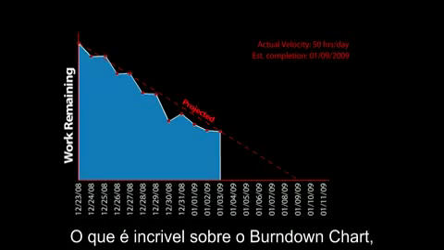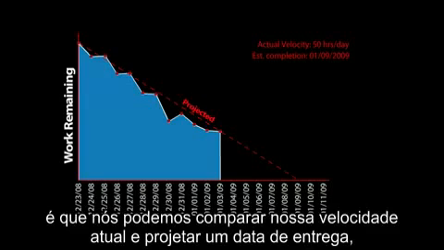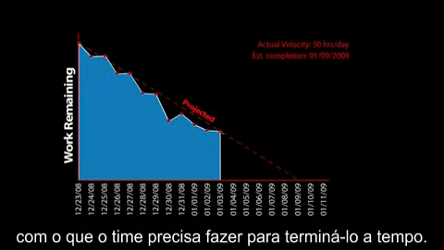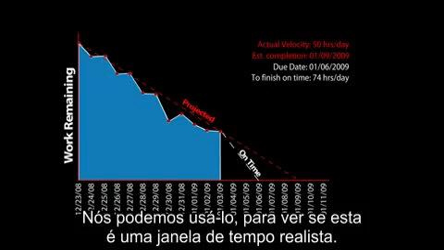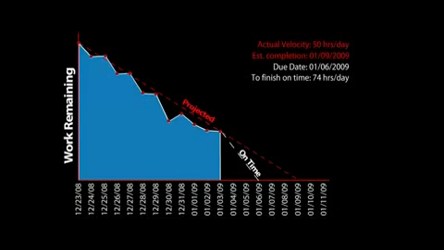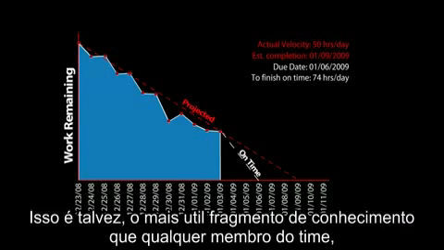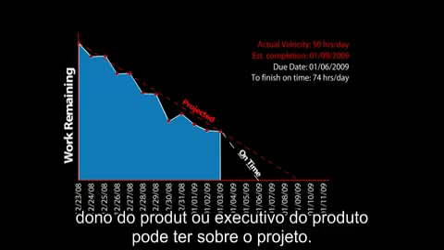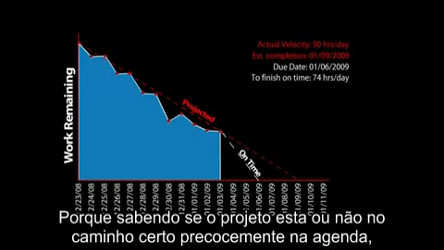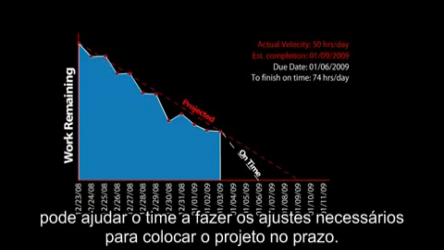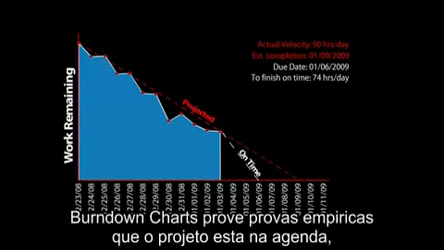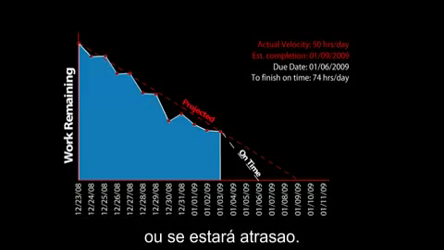What's great about the burn-down chart is that we can compare our actual velocity and projected completion date to what the team needs to do in order to finish on time, and we can use that to see if it's a realistic time frame. This is perhaps the most useful piece of knowledge that any team member, product owner, or product executive can have about the project, because knowing whether or not the project is on track early in the schedule can help teams make the proper adjustments necessary to get the project on track. The burn down chart provides empirical proof that the project is on track or if it's going to be late.